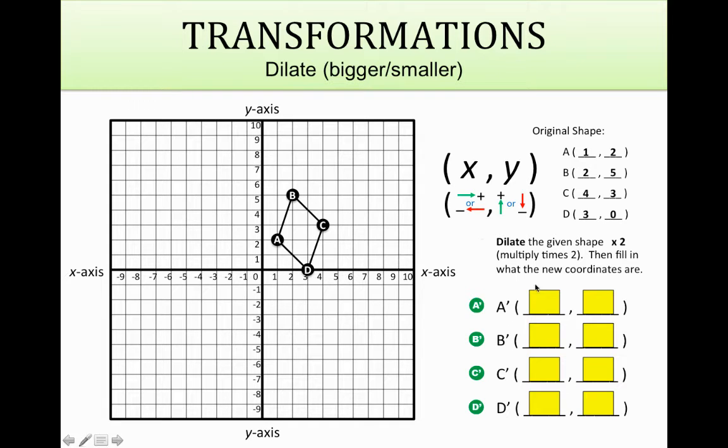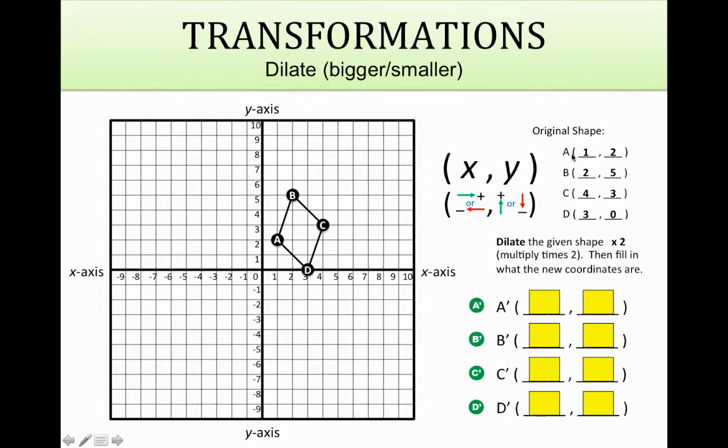If we take a look at the directions here, we're going to dilate the given shape times 2, which means we're going to multiply it times 2, and then fill in the new coordinates. So what we're going to do is do the coordinates first and then do the points. If you take a look up here, we're going to use all those original points and multiply them by 2, and that's going to give us all of our new coordinates.